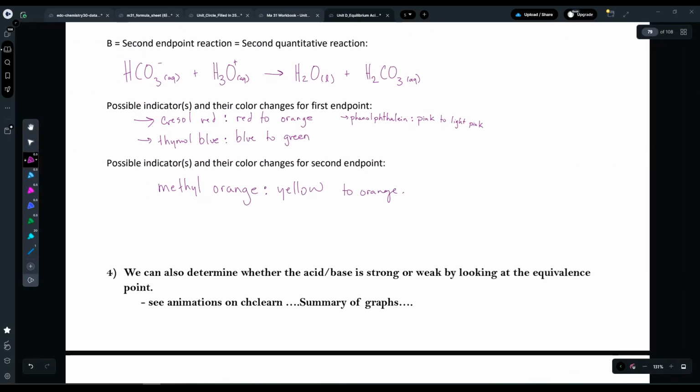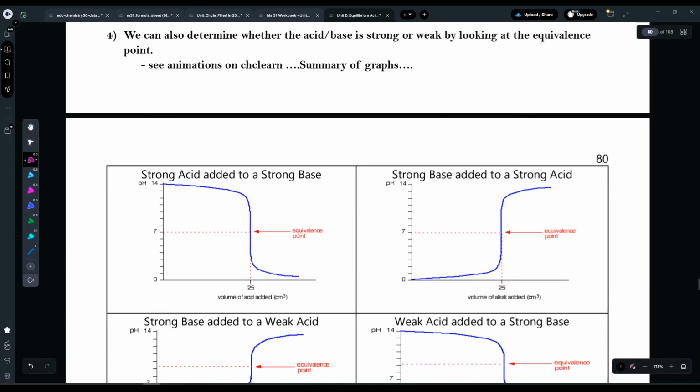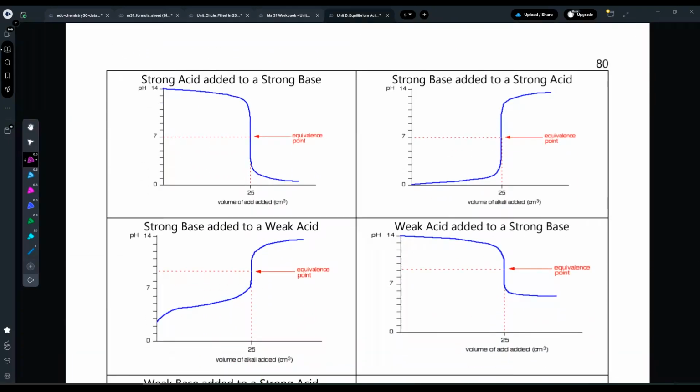All right, the other thing that we can determine from looking at pH curves is whether the acid or base is strong or weak by looking at the equivalence point. Okay, so we've got lots of examples here. Now remember, the sample is what your pH starts out as. So the starting pH is going to be the pH of your sample solution.